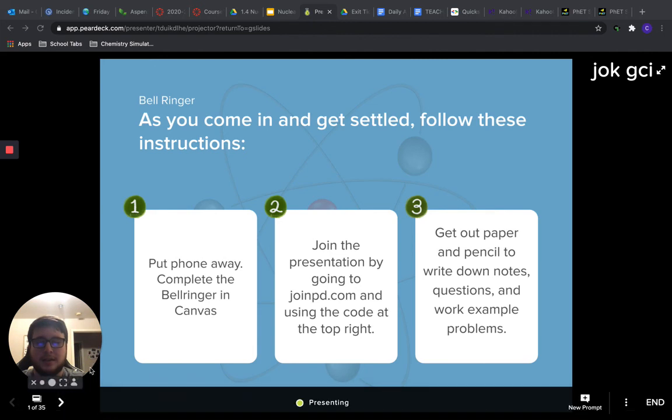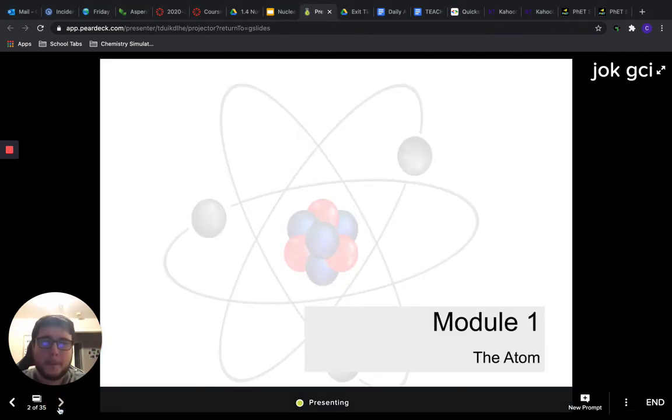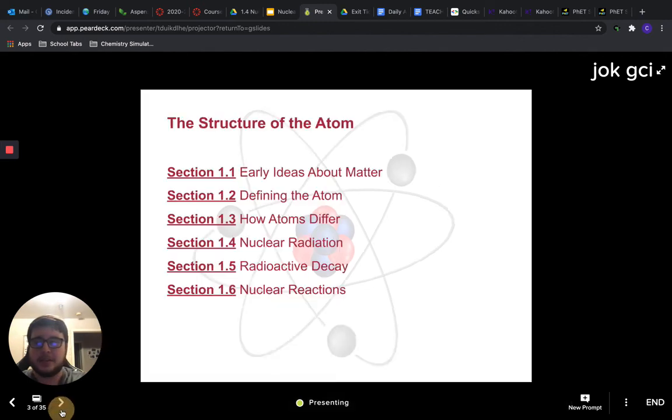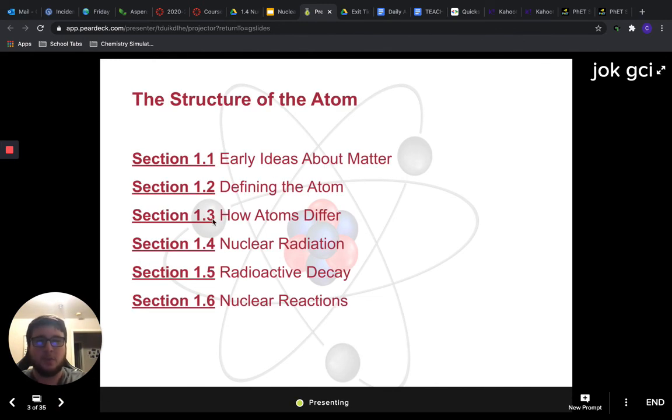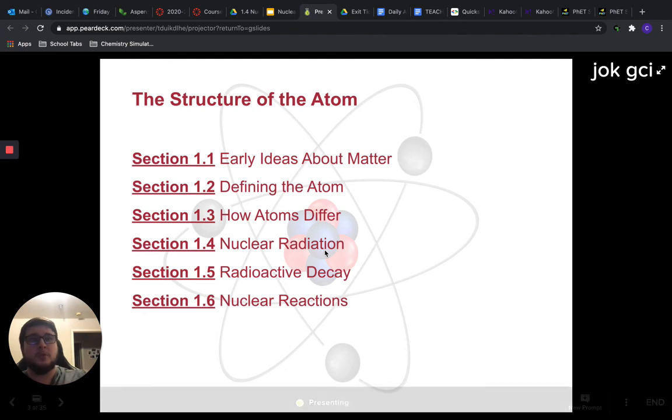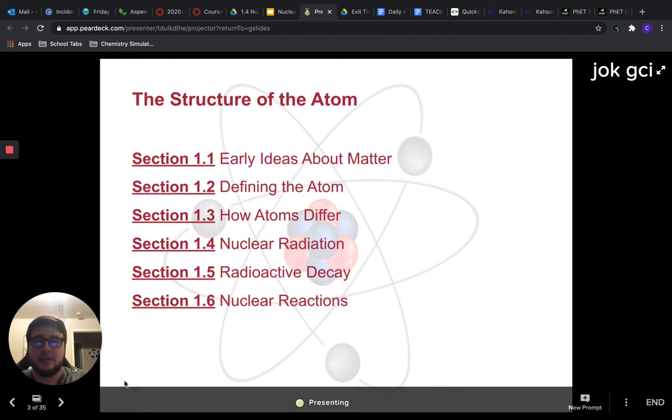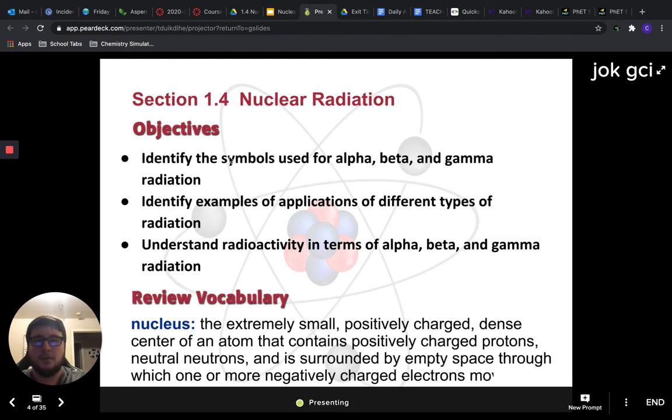All right, next slide here. Like I said, we're still in Module 1 and we're still talking about the atom, so that's not changed. Now we're on Section 4, nuclear radiation. We're going to talk about different types of radiation, what the different particles emitted from the nucleus are made up of, and things like that. We've got 3 different objectives to cover today.